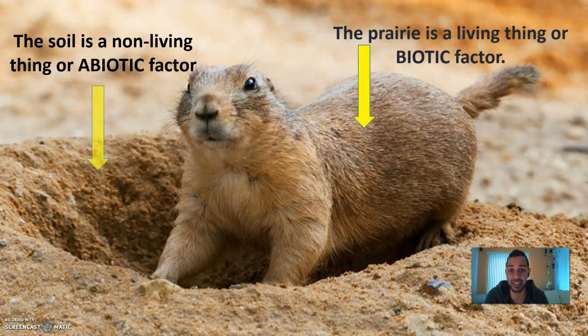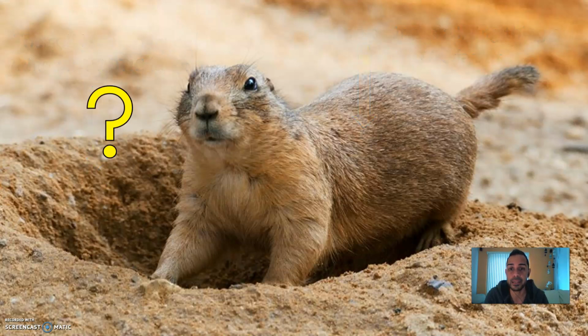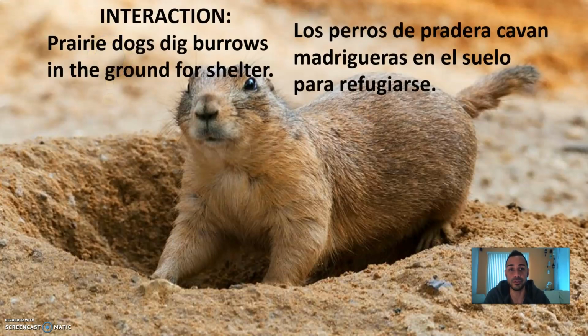In which way do they interact? So the prairie dog digs burrows in the ground for shelter. So this is another way that a living thing can interact with a non-living thing.